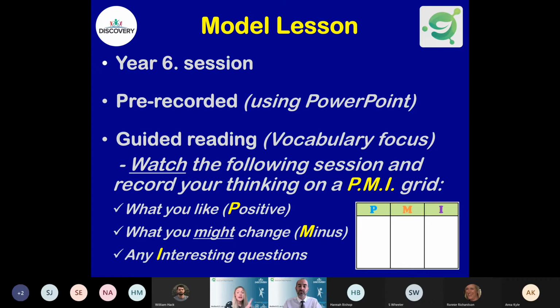So we'll have a day where we introduce the text. We'll have a day where we focus on retrieval, a day where we focus on vocabulary, a day where we focus on inference, and then also prediction or summary, depending on where we're at. So this was the vocabulary day.